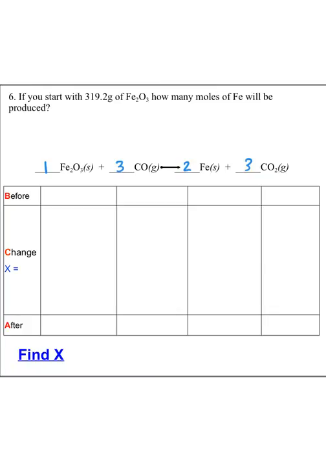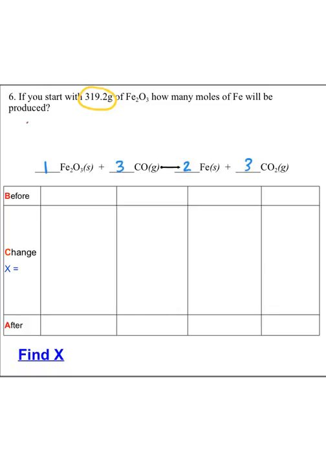After balancing the equation, the next step is to plug in our before box, but remember, we're only allowed to plug in moles to our BCA table, and they gave me grams of Fe2O3. So the BCA table only works if we have moles. So I'm going to take what's given.